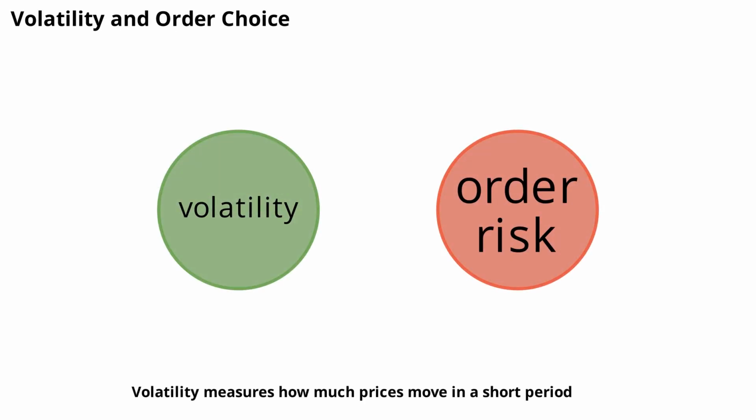Volatility measures how much prices move in a short period. In highly volatile markets, prices can swing quickly, increasing the risk of slippage with market orders. Limit orders help protect you from these sudden changes by letting you set your own price. However, in calm markets, market orders are usually safe and efficient.